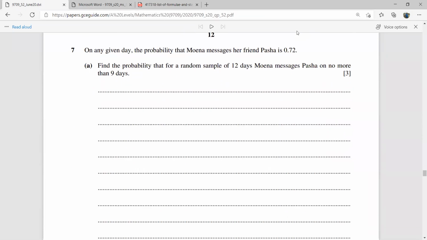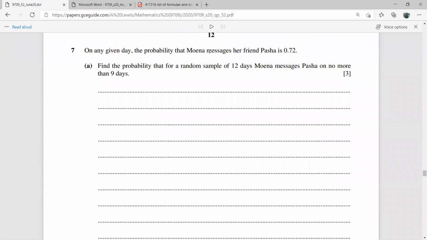I'm really waiting for that part on the geometric distribution, because that is a new addition to your syllabus. Okay, the geometric distribution. On any given day, the probability that Moina messages her friend Pasha is 0.72.